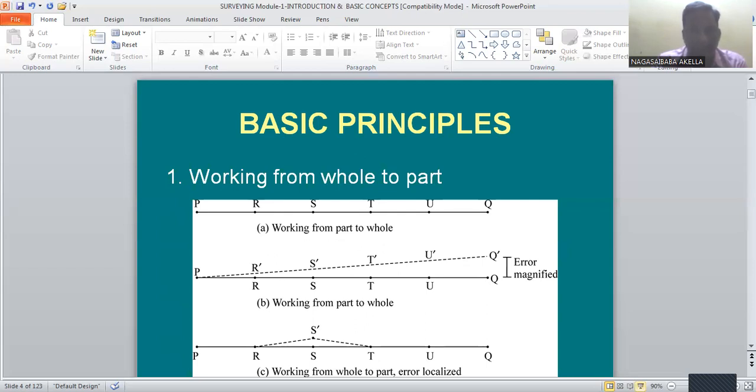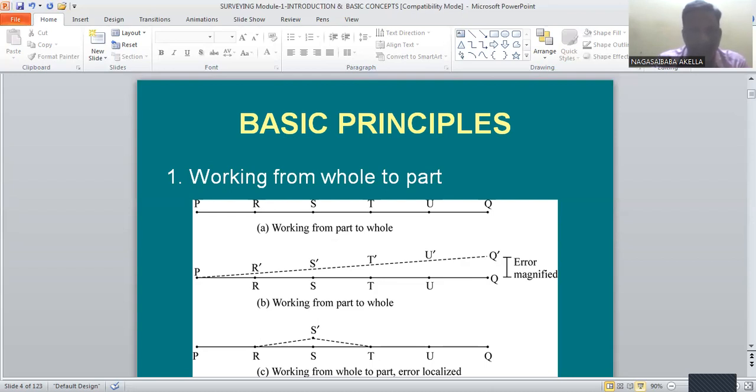Suppose in the diagram, PQ is the line you have to survey. Then R, S, T, U are intermediate points which divide it into a number of parts. Likewise, you have to do the survey from whole to part. You should not do it from part to whole. If you do part to whole, the error will be increased. The error will be magnified. So you should do it from whole to part.